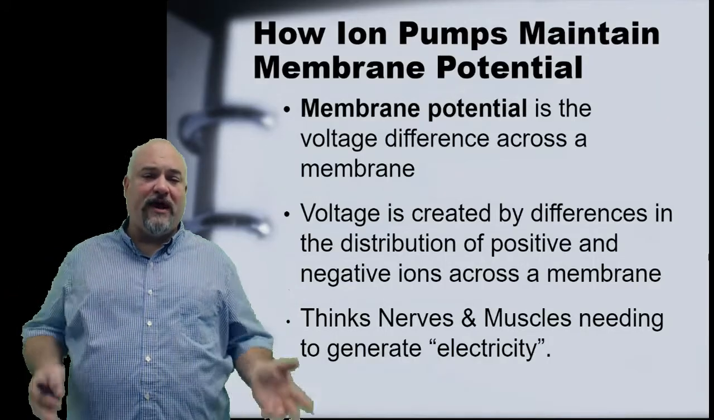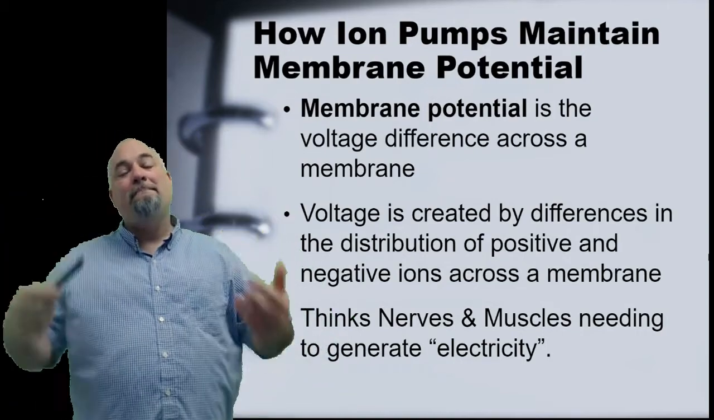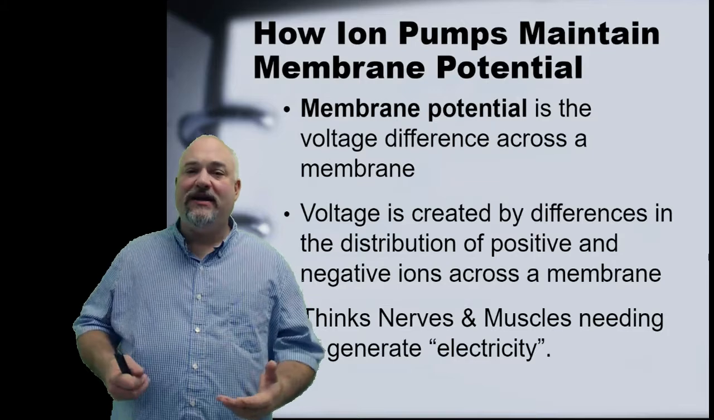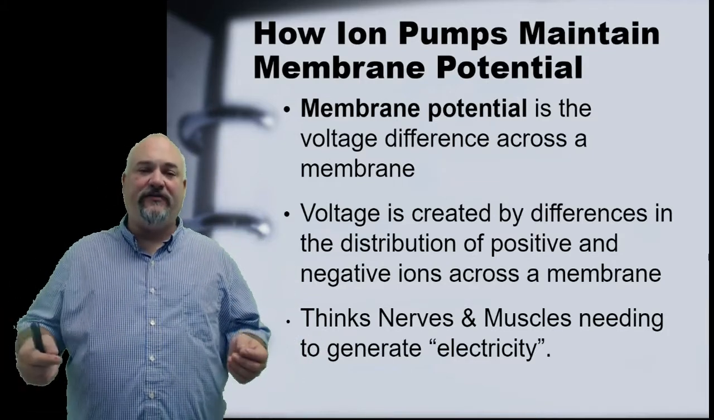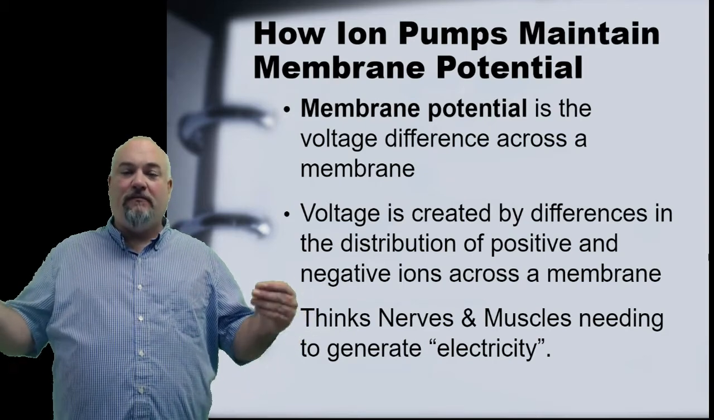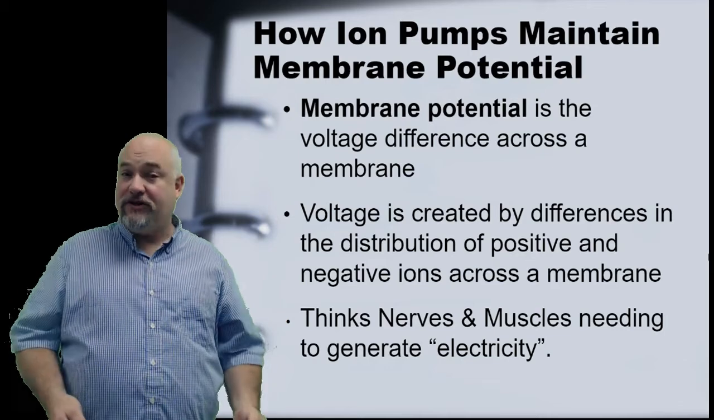So why is this important? How is it that the ion pumps maintain membrane potential? Membrane potential is the voltage difference across a membrane. So when we're talking electricity, when we say voltage, that's actually potential. The potential of a charge to move from one place to another. Okay, the bigger the potential for that to happen, for the charge to move, the higher the voltage.